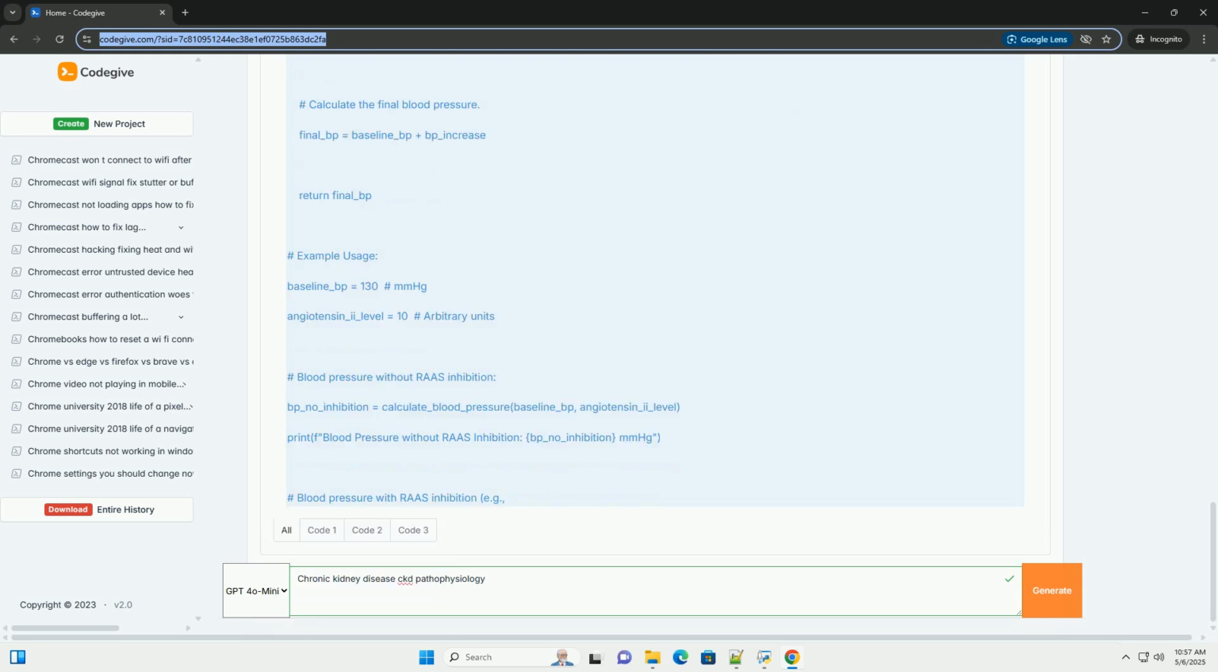9. Cardiovascular disease. Increased risk: CKD is a major risk factor for cardiovascular disease, CVD. Patients with CKD have a significantly higher risk of heart attack, stroke, and heart failure. Mechanisms: several factors contribute to the increased CVD risk in CKD.